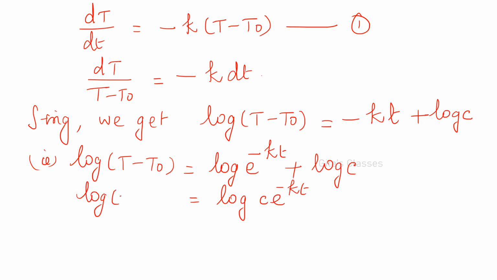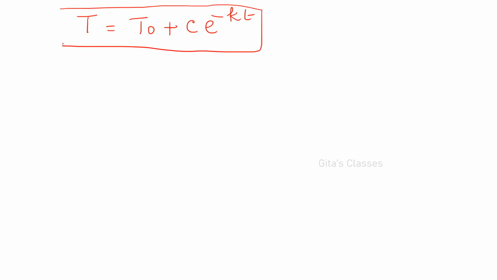This left hand side is log of T minus T naught. So if you take again e power, then this will become T minus T naught is equal to c into e power minus kt. Bring this T naught also to the right hand side. I'll get T is equal to T naught plus c into e power minus kt. This equation is the solution of Newton's law of cooling.